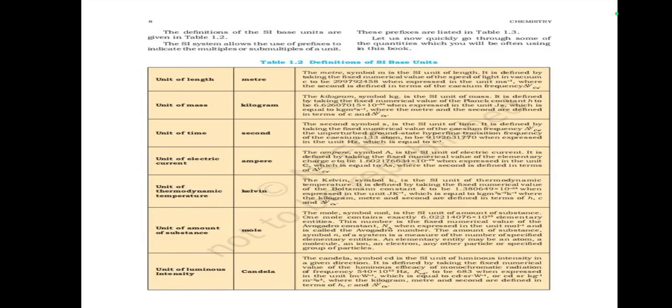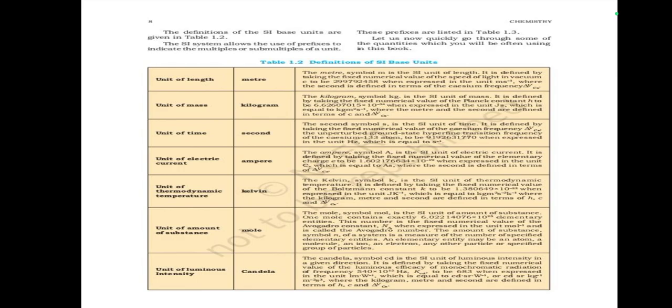The definitions of the SI base units are given in table 1.2. The SI system allows the use of prefixes to indicate the multiples or sub-multiples of a unit. These prefixes are listed in table 1.3. Let us now quickly go through some of the quantities which you will be often using in the book.